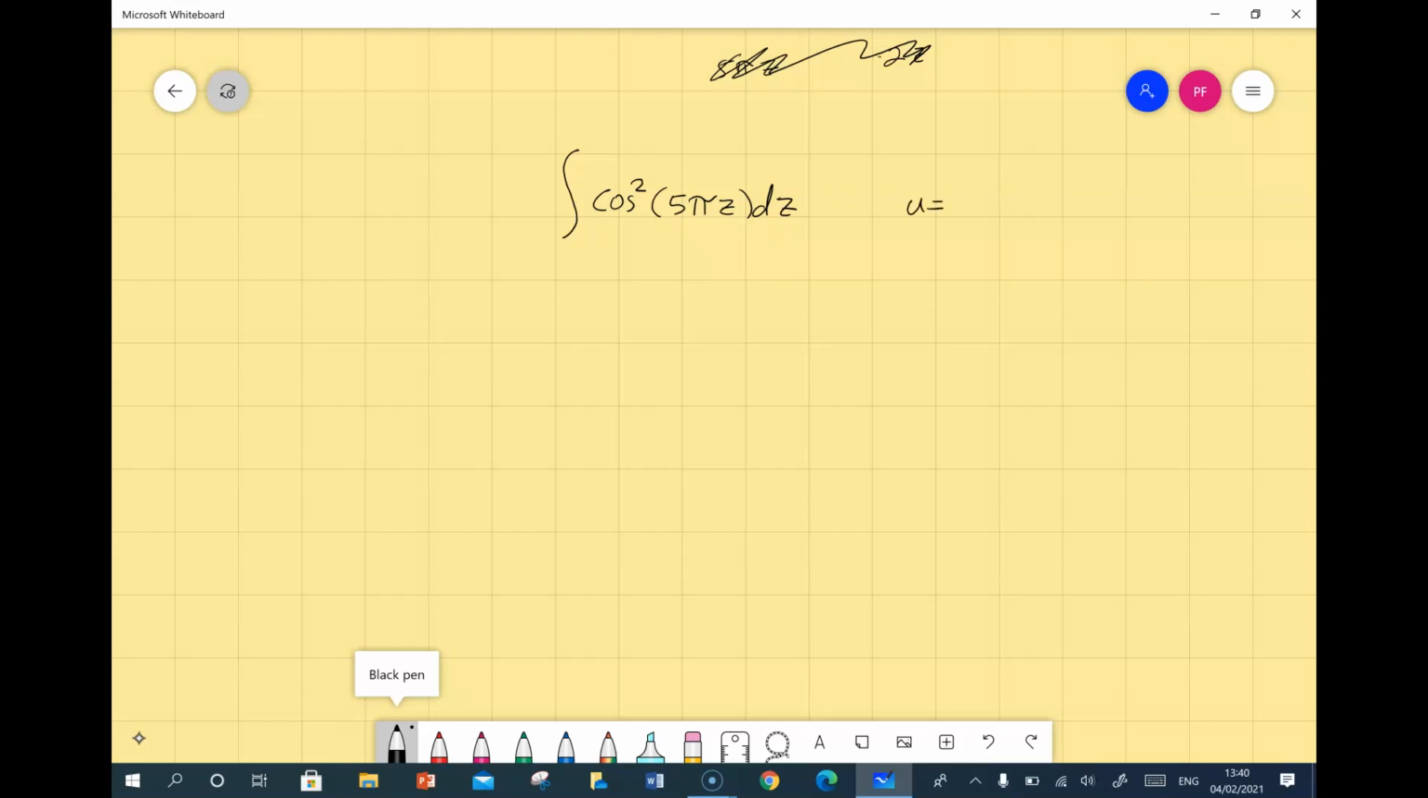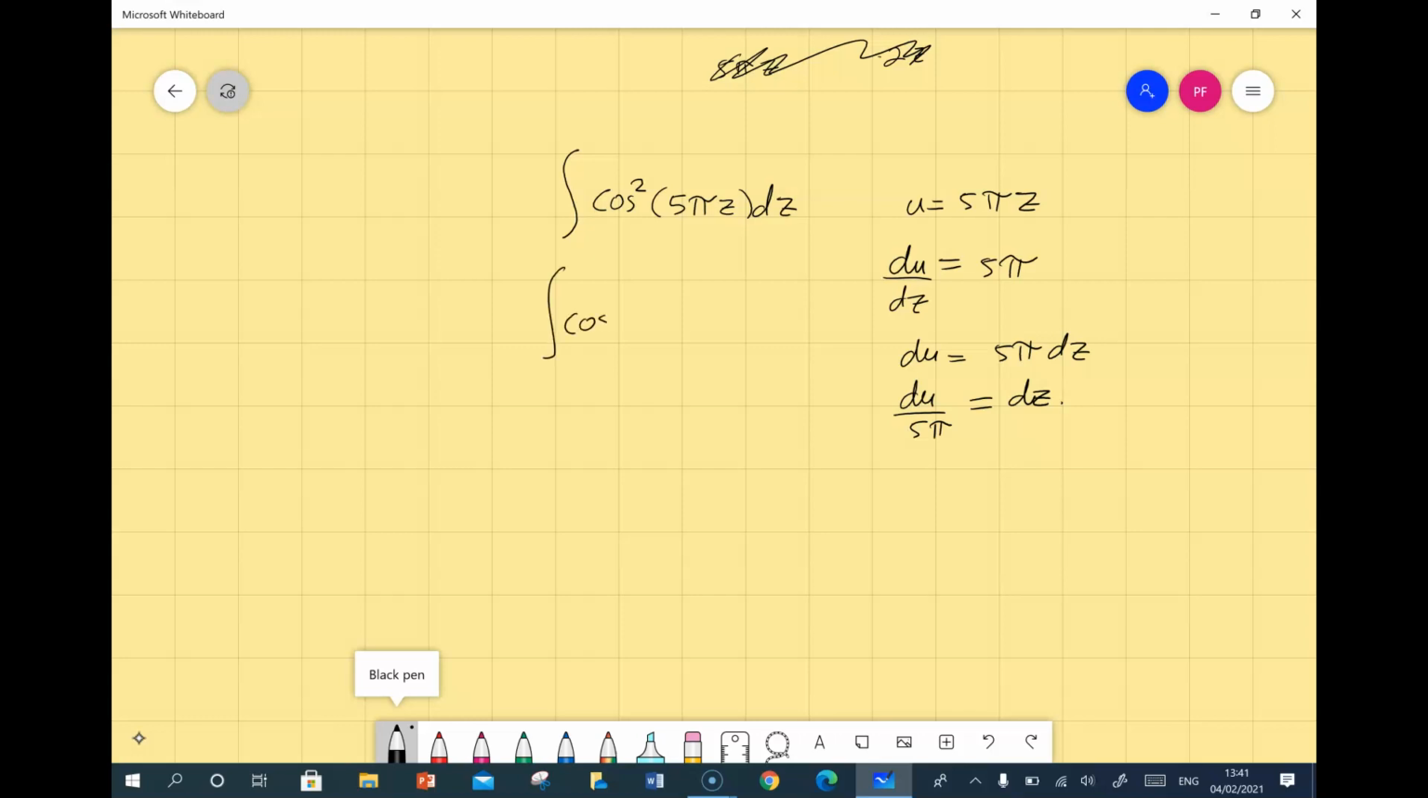So I'm going to get u equals 5 pi z. And then when I differentiate that, you end up with du dz is equal to 5 pi, and du is equal to 5 pi dz. Now, not a lot of use to me for substitution for the moment, because I can't just swap out 5 pi and dz for du, because the 5 pi z is wrapped up with this cos squared, but I can swap out my dz. So if I bring my 5 pi over, I get du over 5 pi equals dz. So I can replace my dz with du over 5 pi.